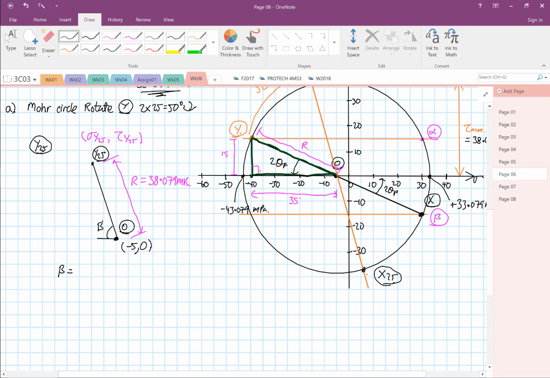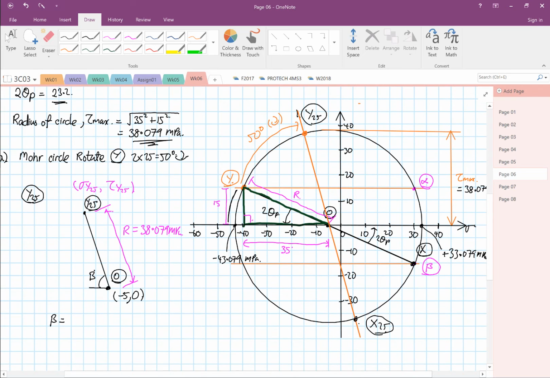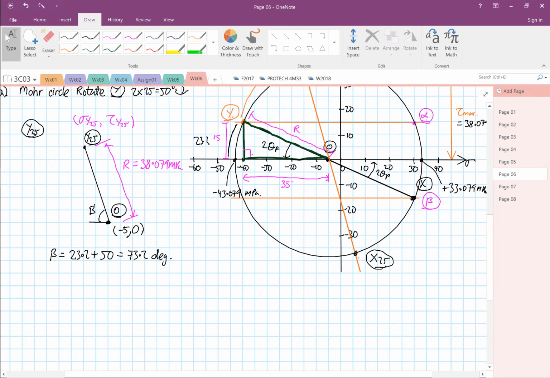The beta angle is this angle over here, which we have found to be 23.2, plus 50, so it is equal to 73.2 degrees. So you have set up this angle already. The easiest to find is your shear stress Y25, equal to 38.079 sine of 73.2.